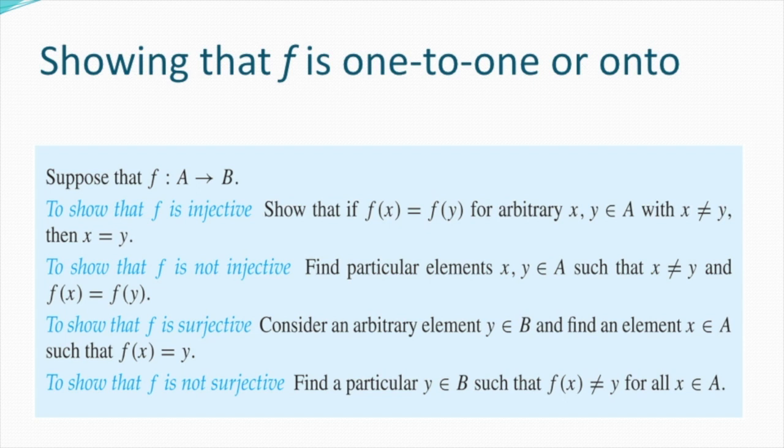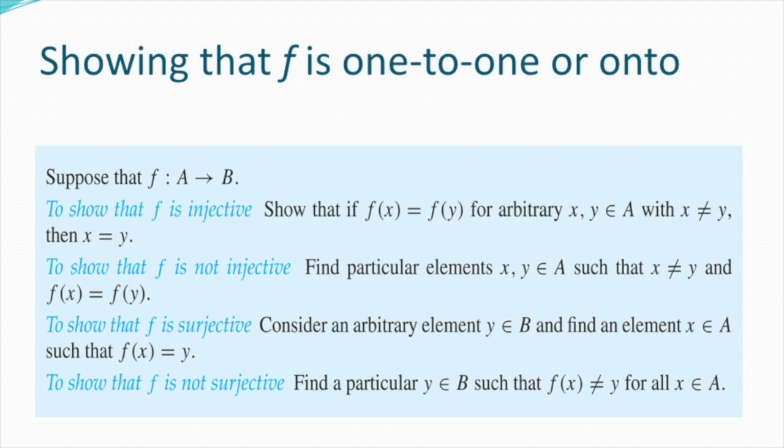And for a surjective function, you also need to choose an arbitrary element y belonging to B, and find the element x belonging to A such that f of x equals y. So once you find this, you know whether it is a surjective function or not. To show why f is not surjective, you need to find a particular value y where f of x is not equal to y for all elements x in the set X.